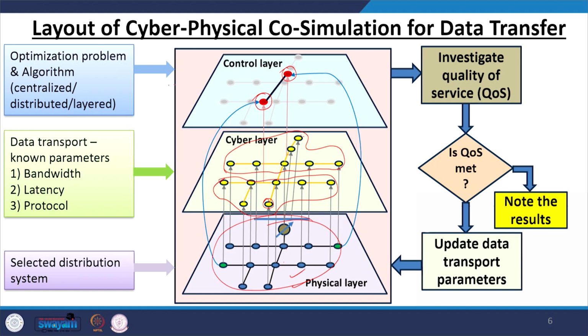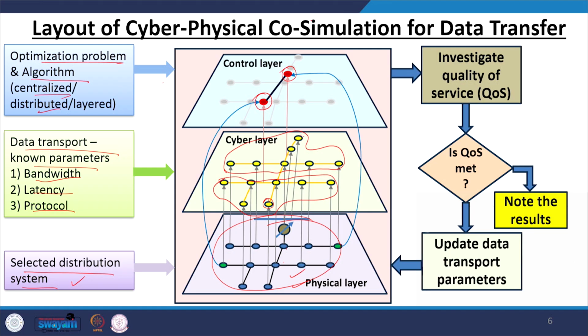So, your control layer will have the optimization algorithm, centralized and distributed, as the input. Your cyber layer will have parameters like the bandwidth, latency and the protocol, like wired or wireless. If it is wired, it is PLC or optical fiber, that protocol. You have selected a distribution system and the physical layer will have the actual distribution system, whether it is the IEEE 13 bus system, 123, 34, 33, 69, which kind of bus structure you are using.